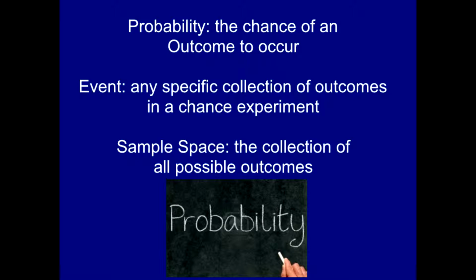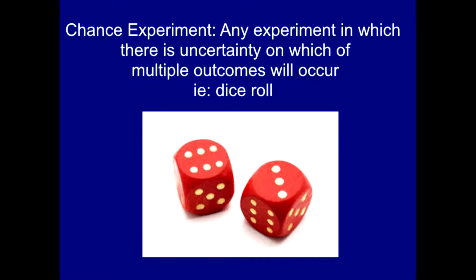Probability. Probability is the chance of an event to occur. An event is any specific collection of outcomes from the sample space, the collection of all possible outcomes in an experiment, in a chance experiment. A chance experiment is any activity or situation in which there is uncertainty about which of multiple outcomes will occur.